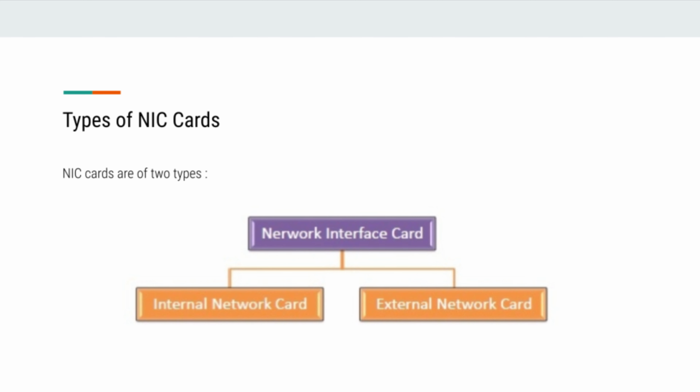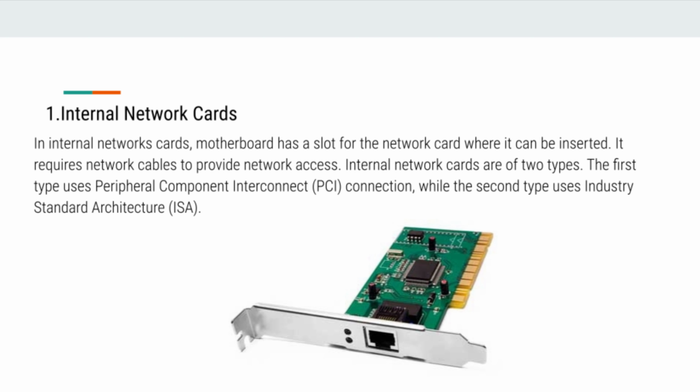There are 2 types of network interface card. They are: 1. Internal network cards. The motherboard has a slot for the network card where it can be inserted. It requires network cables to provide network access. Internal network cards are of 2 types. The first type uses Peripheral Component Interconnect (PCI) connection, while the second type uses Industry Standard Architecture (ISA). Here is a picture of what internal NICs look like.